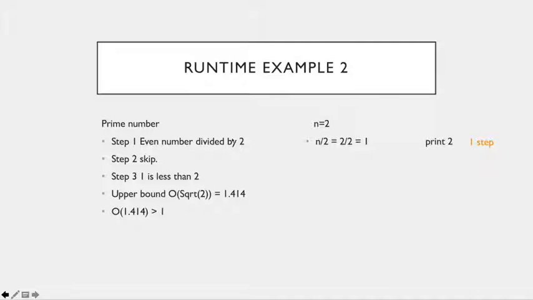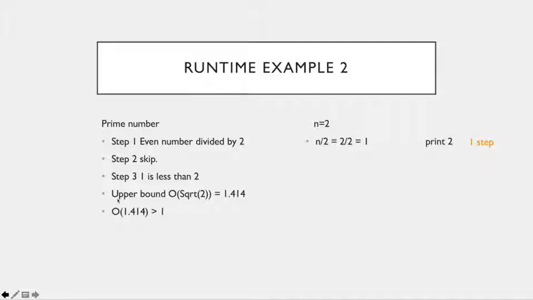The second example here, we're going to do the algorithm with a prime number. The prime number I pick is 2, which is the smallest one. 2 is an even number, so we're going to use step 1 to do that. So 2 divided by 2 is 1, and we print out 2. So it only takes 1 step to finish the entire algorithm.